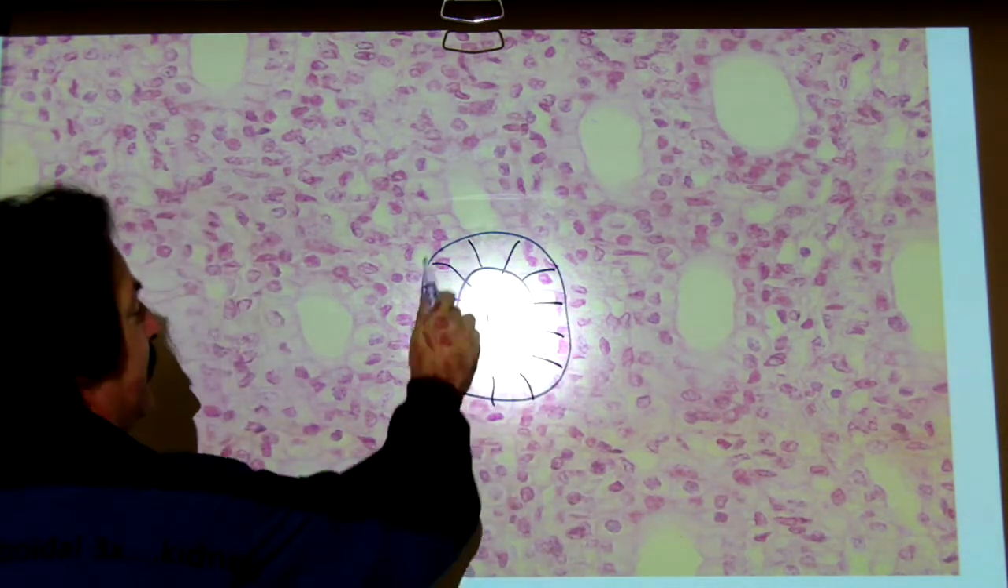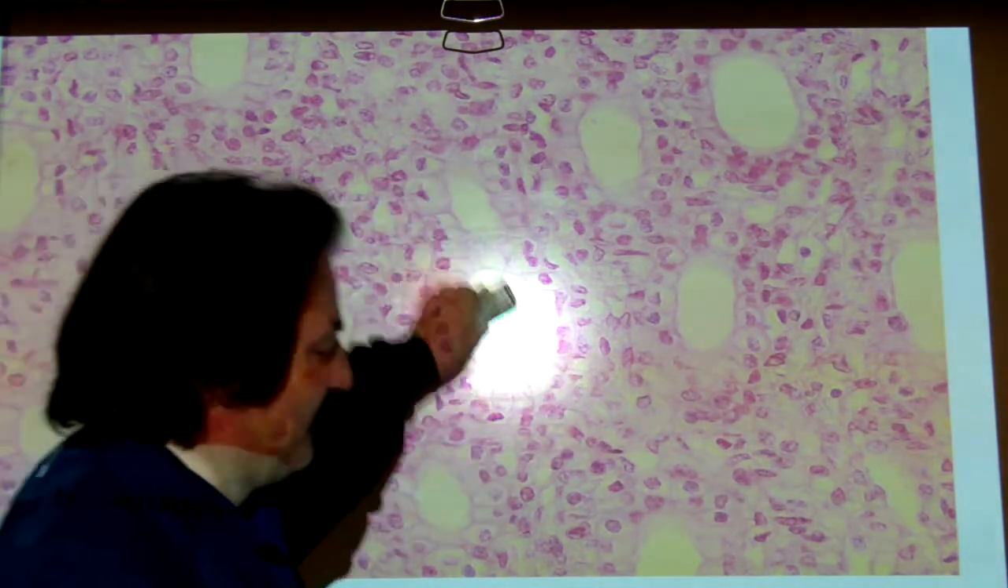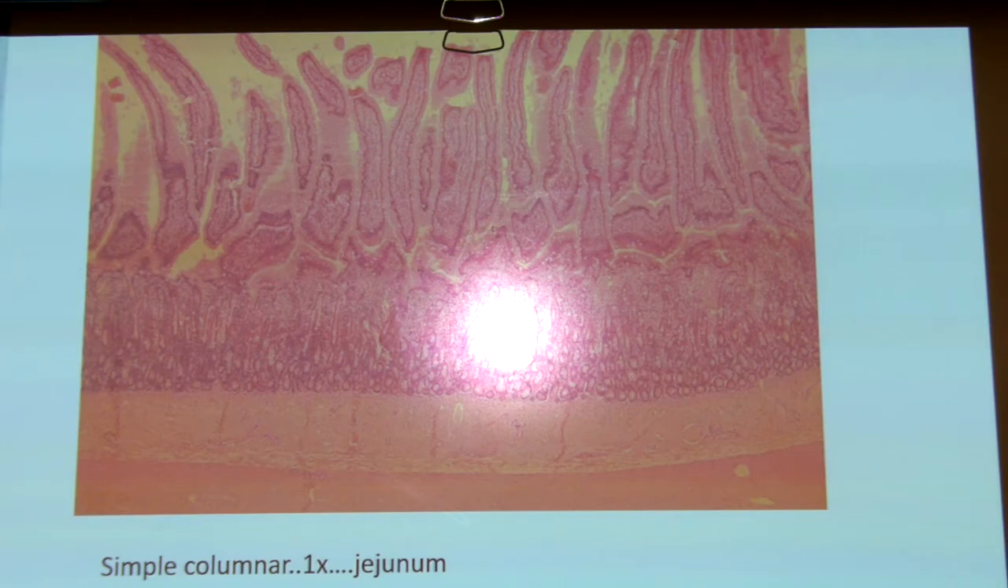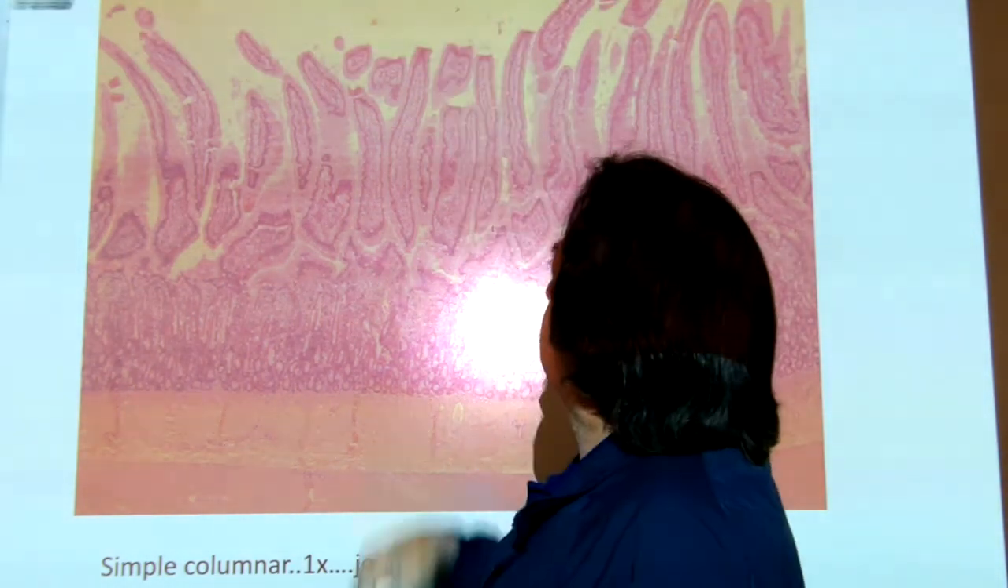Here is the lumen, epithelium right here, okay? All of this is epithelium. So make sure that you're looking at all the different magnifications, and that you can find all of those magnifications.